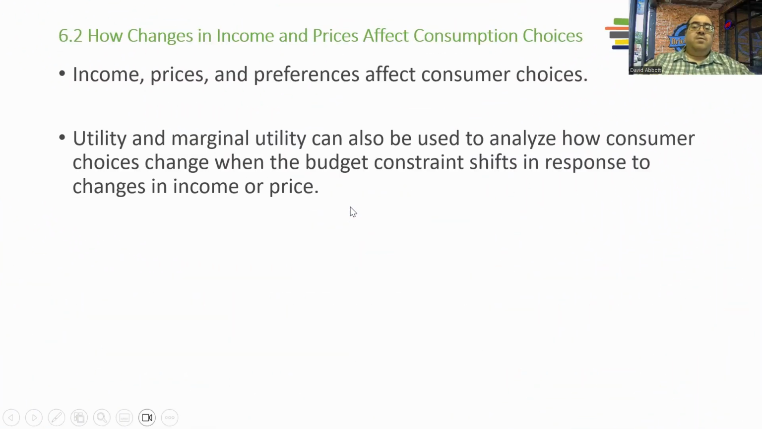So we know that income, prices, and preferences are going to affect consumer choices. Preferences go along with what we were talking about in section 1, where we were talking about utility. But how much income someone or a business has, and what the prices are, is going to affect choices. And so we'll take a look at that. Utility and marginal utility can also be used.